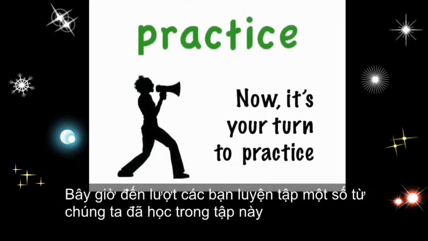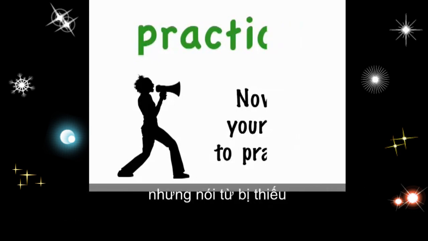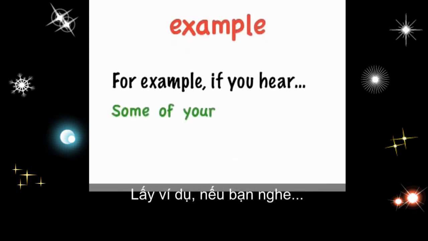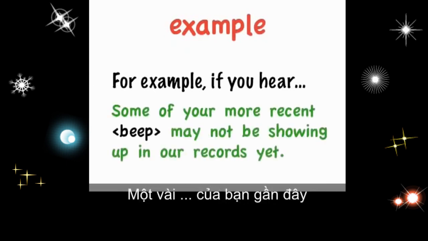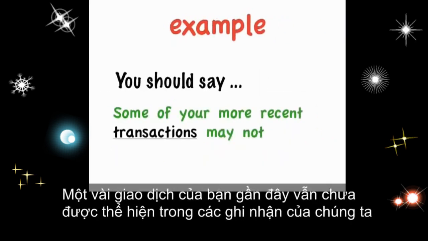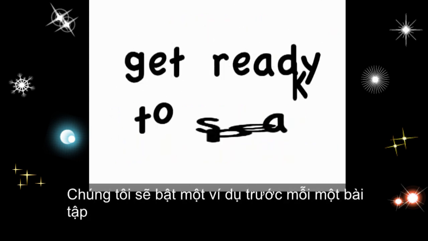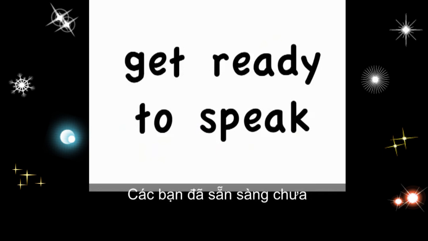Now it's your turn to practice some of the words we have studied in this episode. You'll hear a series of sentences with a word blanked out or replaced with a beep. Repeat the whole sentence, but say the missing word. For example, if you hear, Some of your more recent beep may not be showing up in our records yet, you should say, Some of your more recent transactions may not be showing up in our records yet. We'll play an example answer after each exercise. Are you ready? Let's begin.